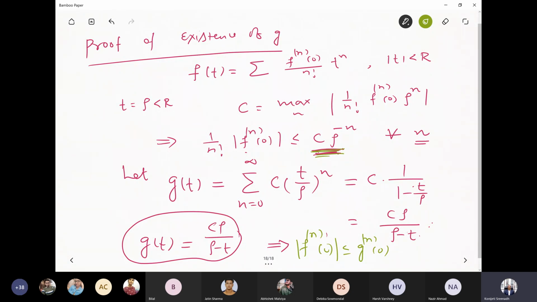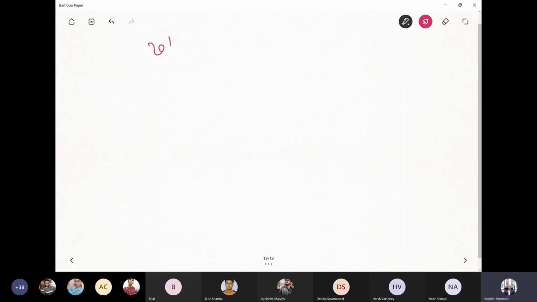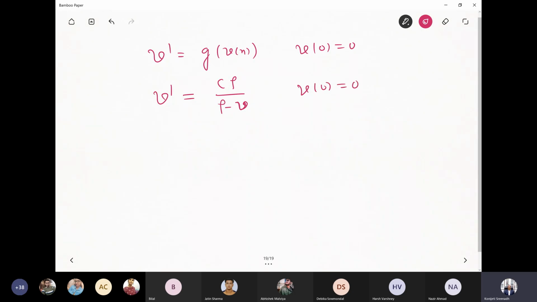Now the second assumption we have to show is that V prime equals G of V, with V at 0 equal to 0, has a solution. So V prime equals G(V), which is C rho by rho minus V. You see that this is a nonlinear equation, right? V at 0 is 0. But this equation is not difficult to solve.